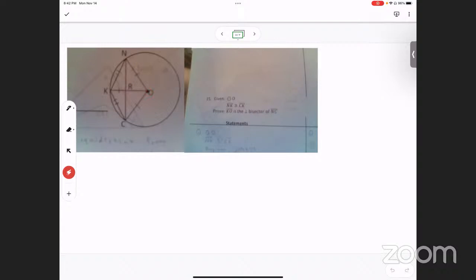I think because we're trying to determine the perpendicular bisector, it would be N and C. You can't do either one, because this is not a perpendicular bisector of KO. This one is a perpendicular bisector of NC. So it would be NC, and then it would be OK, right? Those would be the two segments.